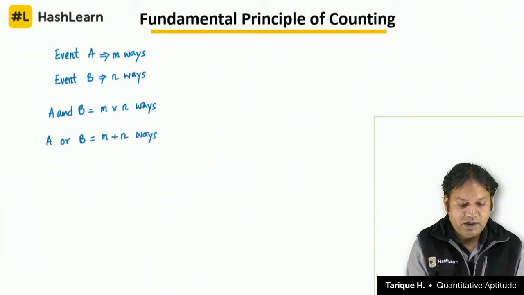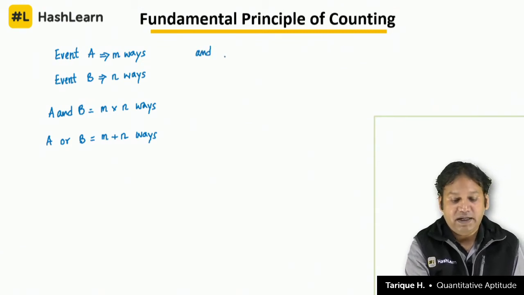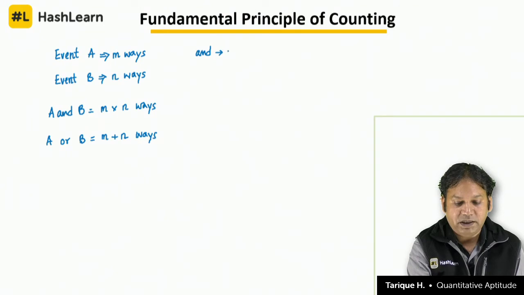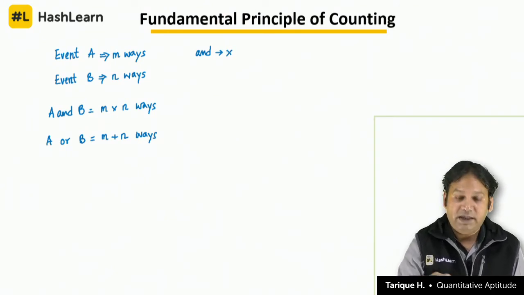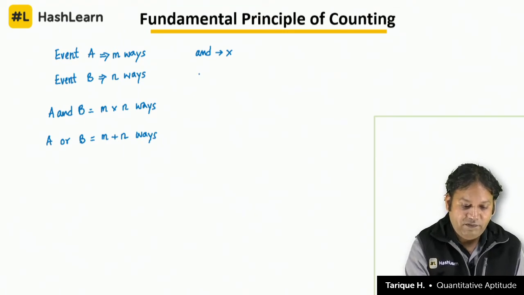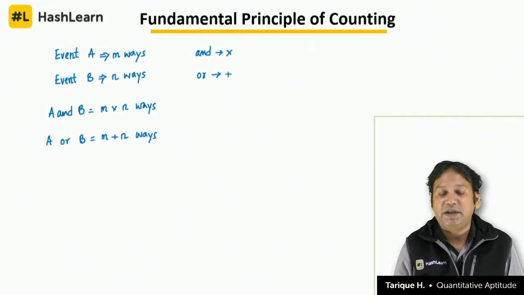What you must remember is that whenever we have the word and while calculating, it means multiplication. When two things are being done one after the other, we multiply the number of ways. And when we do or, so either we do this or that, then we use addition.